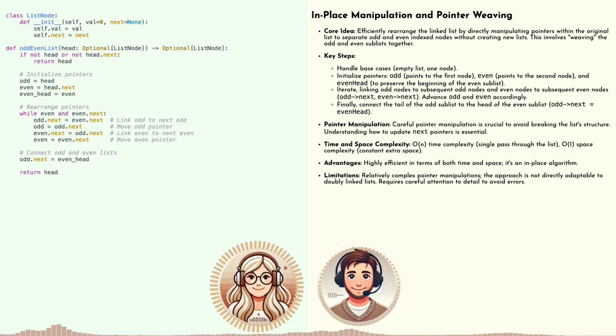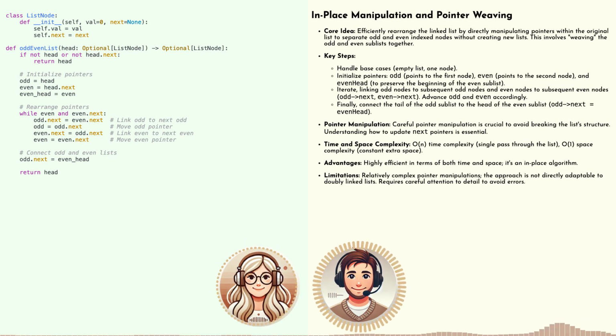Yeah. We're manipulating the pointers to achieve our goal without using any extra space. Right. But we're not quite done yet. What happens when we reach the end of the list? Good point. We'll have two separate sublists. One with all the odds and one with all the evens. Yep. How do we join them together to form the final rearranged list?